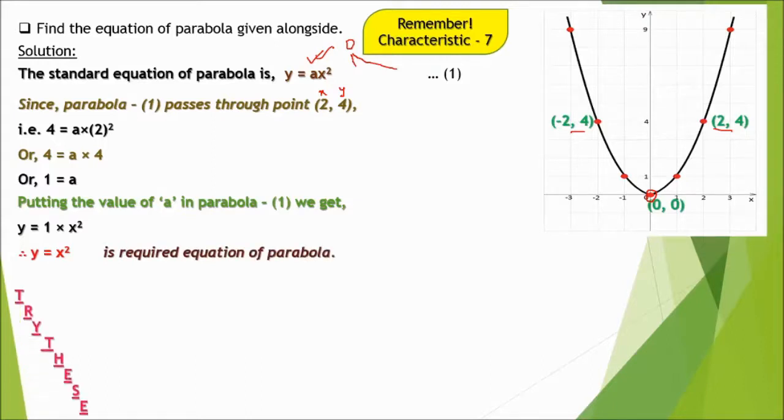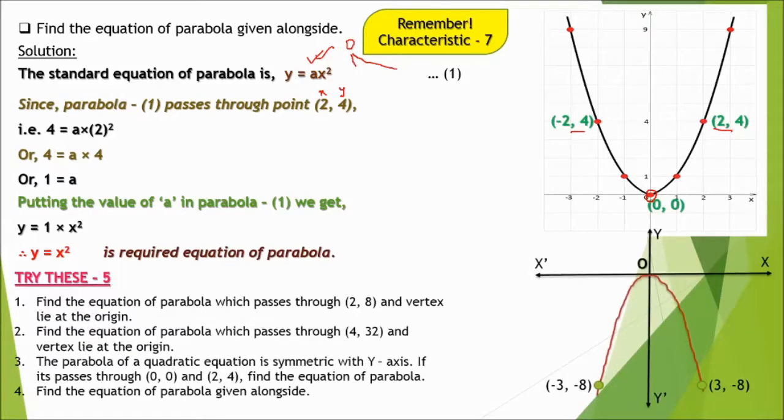Now try these questions for self practice, exactly similar type of question. This figure is for equation 4.